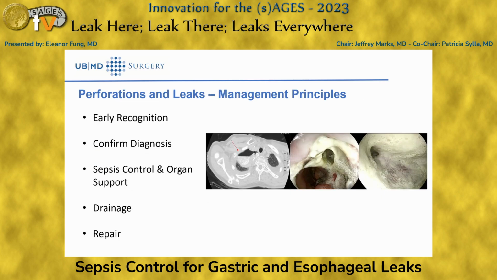So in terms of management principles, I think, again, there's no real standardized approach. It's really just trying to stick to the basic principles of recognizing leaks as early as you can, because the earlier you can detect the leak, the better we can salvage it. You also want to confirm that diagnosis, and we're going to go through how we do that in the upper GI tract, and then go into sepsis control. In terms of the later management, I'm going to defer that to the talks that follow me.